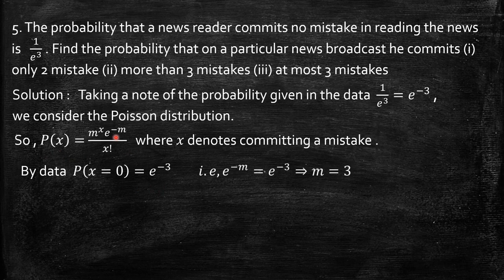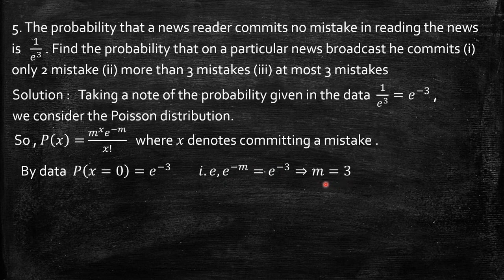So this we can compare. Exponential minus m is equal to exponential minus 3. By the indices law, since the bases are the same, the indices must be equal. Minus m equal to minus 3 means m equal to 3. So we get m equal to 3 here.